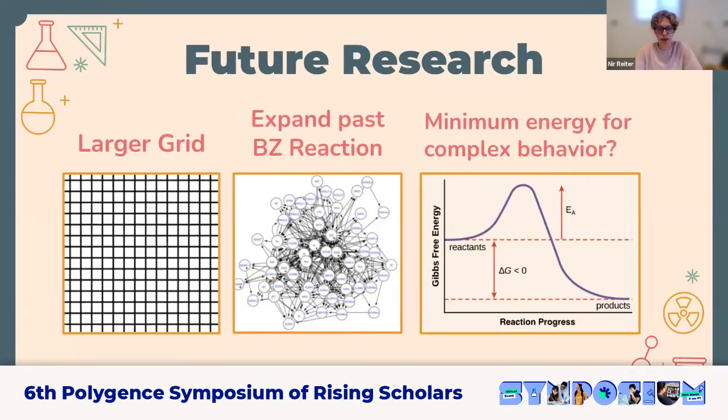Some ideas for future research: with more powerful computers, a larger grid could provide enough room for complex relationships. Expanding the simulation past this reaction could allow more complex behavior. You could model a different chemical network, a real one or a hypothetical one, and this is probably the easiest way to find more complexity. And finally, since the light band of 0.4 never developed any spirals, a good question to ask might be, what is the minimum energy needed for complex behavior?